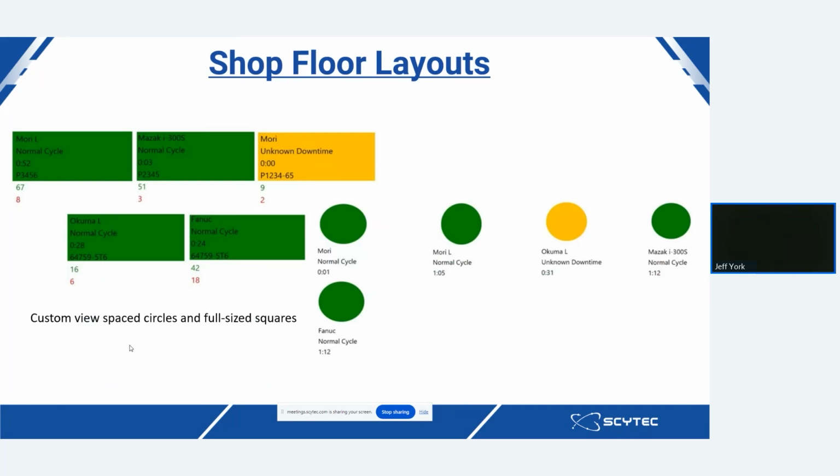So you don't even need to have a template, like a top-down view of your shop floor. You can just import a blank image, and then set things up how you would like, very basically with just the machines and their statuses, and you can have those either in squares or circles.